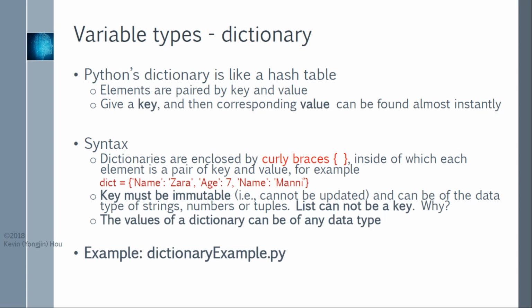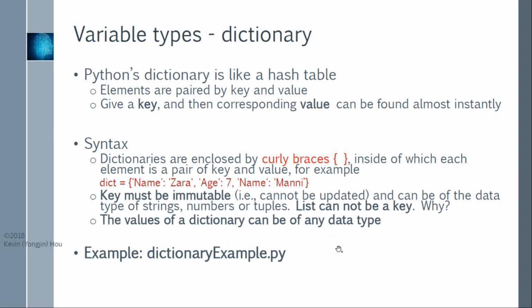Syntax-wise, the dictionary elements need to be put into curly braces like this. And the elements in the dictionary are paired. In this example, the name is the key, 0 is the value. This is one pair. Age is the key, 7 is the value, another element, another pair. The name is the key, many is the value.